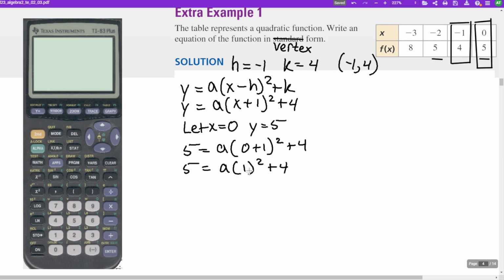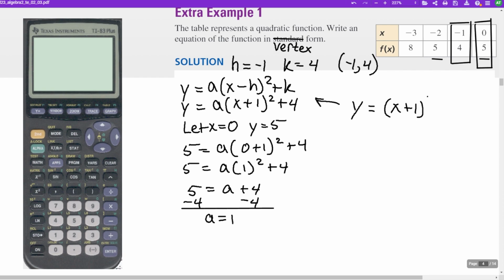Following the order of operations, we want to simplify 1 squared first. 1 squared is just 1. So that leaves us with a plus 4. To solve for a, subtract 4 from both sides. We get a equals 1. So that's the leading coefficient. Let's go back to our vertex form right here, and we're going to plug in 1 for a. Now we have our equation. Y equals 1 times, or just, x plus 1 squared plus 4.